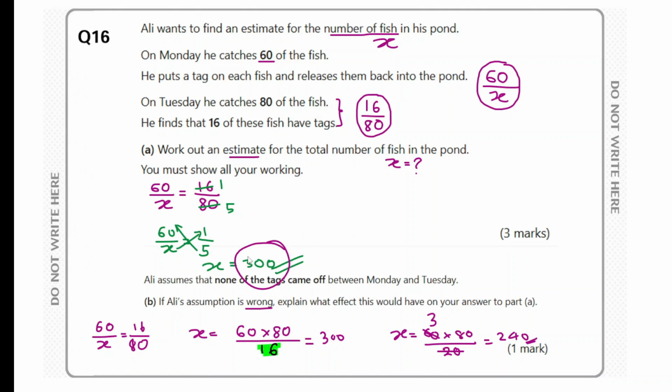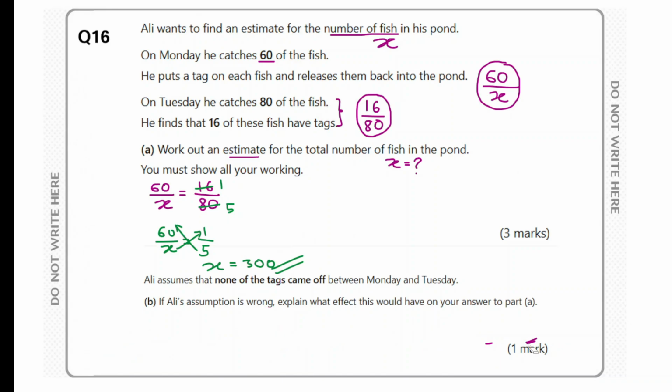Now let's write a nice answer. Now I did all of these things just to explain the concept to you, guys. You don't really need any of these things in the real exam. You just need to write an explanation for the first thing. So this is to help you with your thinking process. So we can write, if tags fell off, Ali would have overestimated the number of fish. 1 mark.